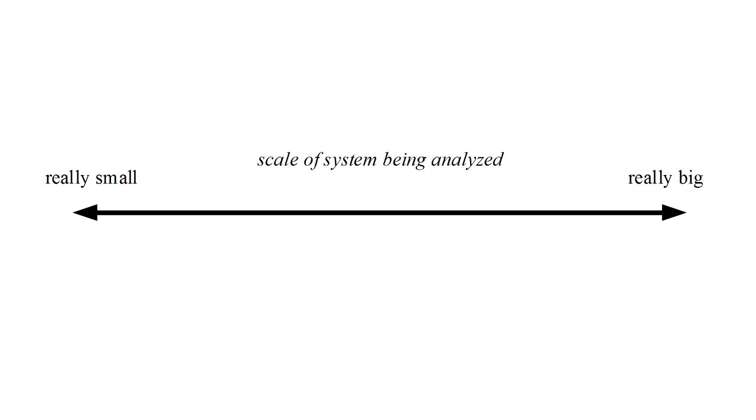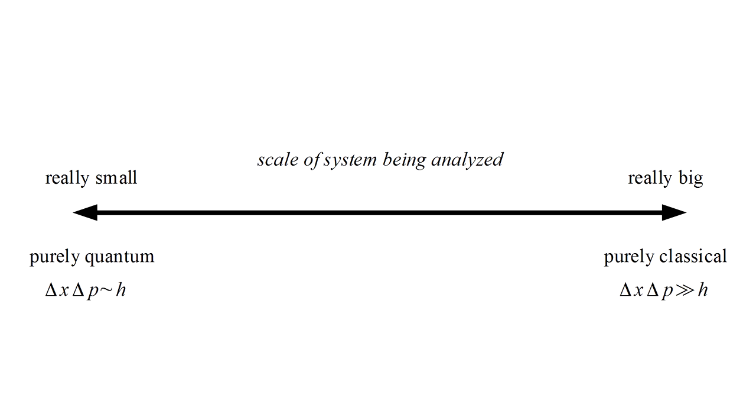If the scale of a system being analyzed is really big, then quantum and classical mechanics give the same predictions. In this case, there's no need for the extra complexity of quantum mechanics, and we can think of this as a purely classical realm. On the other hand, if the scale is really small, then wave-particle duality becomes important, and classical mechanics fails to accurately describe our observations. This is the purely quantum realm, where Schrödinger's equation reigns supreme. The uncertainty principle is what delineates these extremes.